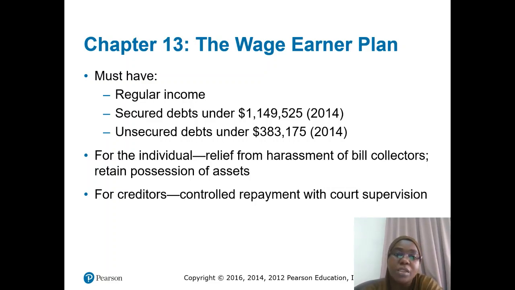The secured debt under this is under $1,149,525 as at 2014. So the secured debt should be under this particular amount for you to be able to declare yourself bankrupt. Or unsecured debt should be under this. Don't forget that we've discussed the differences between secured debt and unsecured debt. For secured debt there is a collateral. For unsecured debt, there is none.